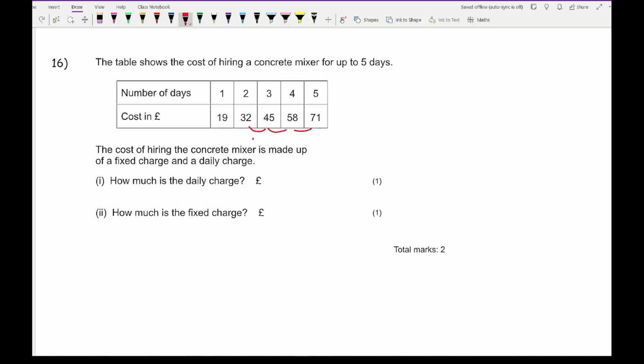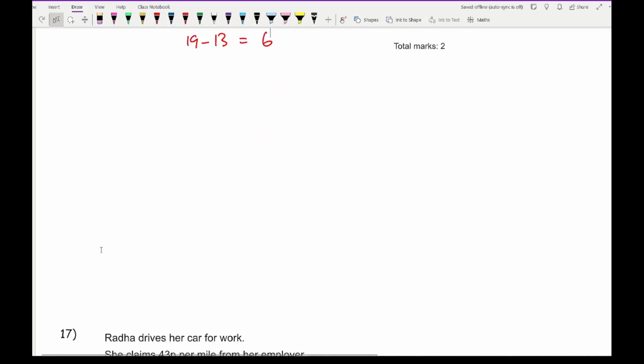So as you can see, we're going up in 13s. And this one here, if I do that in a different color, you can see is going up in £13 as well. So you can see that the daily charge is £13. Then it says how much is the fixed charge? Well, if hiring for 1 day is £19, we do 19 take away the daily charge, which gives us an answer of 6. So £6 is the fixed charge.